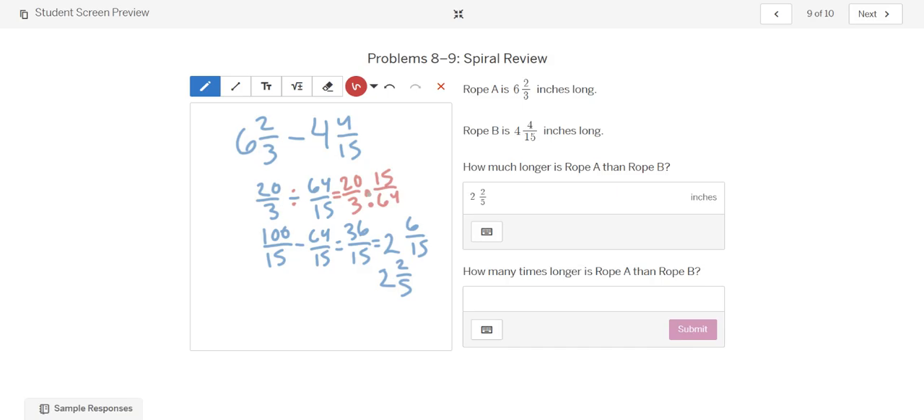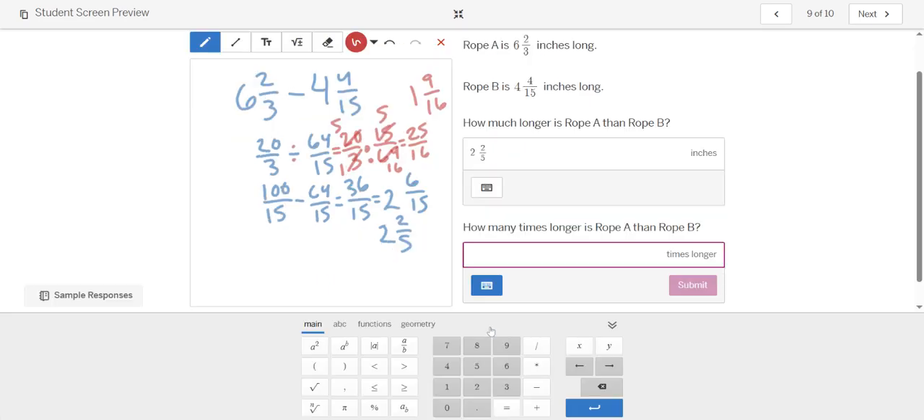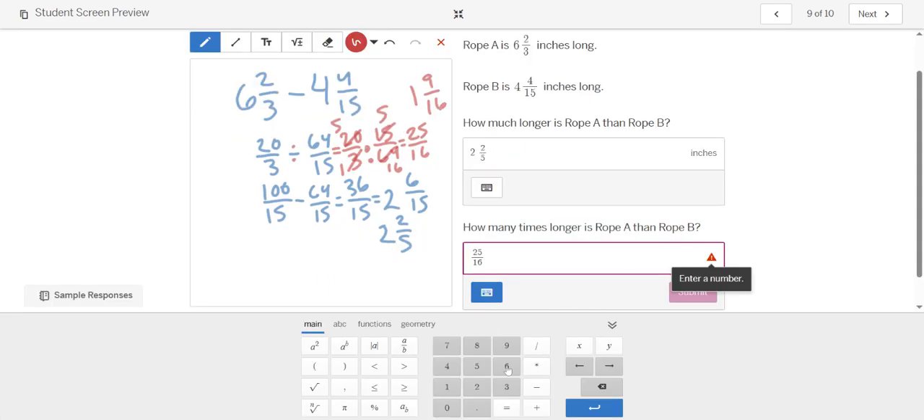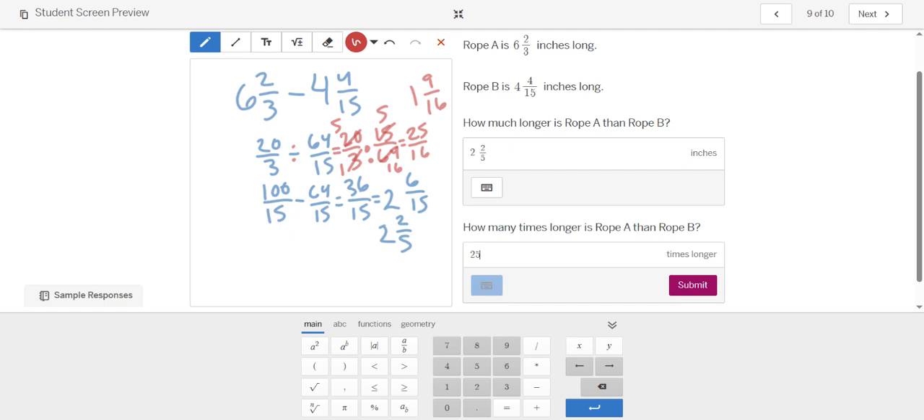3 and 15 work really well together. 64 and 20 divided by 4, I get 5. Divided by 4, I get 16. I get 25/16, which is 1 and 9/16. I'm just going to put it in as 25/16. So 25/16 works beautifully. Yeah, that's a number. It says enter a number. I have a number. It's going to force me. Okay, backspace. It's okay. I got it.